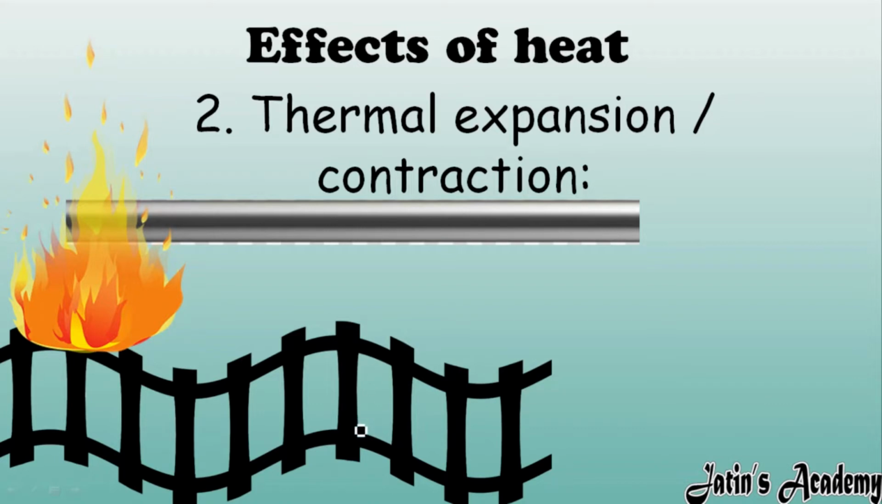Next we are having the second effect of heat, that is thermal expansion and contraction. Actually, whenever we are giving heat to any body, that body is going to expand in its length, breadth as well as height. For example, here when I give heat, this body is going to increase its length, meaning it is doing thermal expansion. And in a similar manner, if I am taking heat out from any body or we are cooling any body, in the case of cooling there is thermal contraction, meaning that body is going to contract.